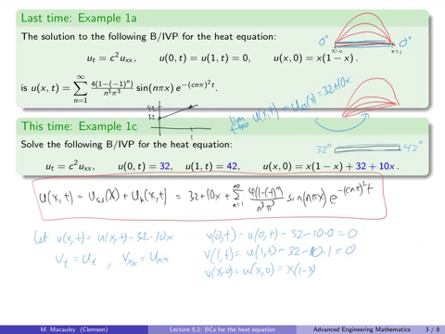So as before, u of x,t is going to be v of x,t plus 32 plus 10x. So this is mathematically why it holds, or if you trust your intuition, you can just look at the picture and understand why it holds from that.